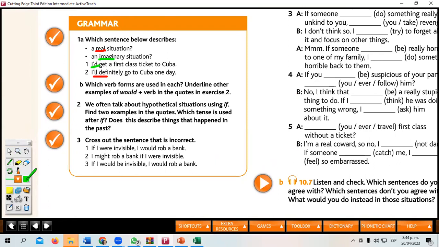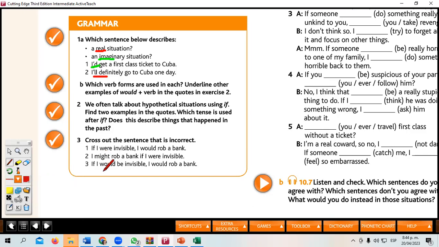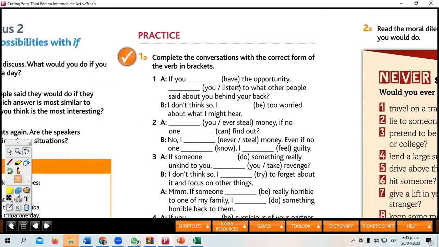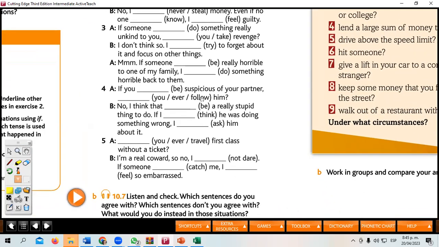Number 3. If I would... Yes, number 3. The verb is incorrect here. If I were invisible, I would rob a bank. Okay? Okay, guys, listen, now we're going to practice.